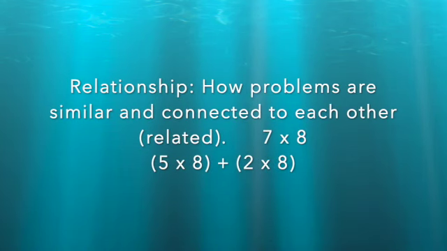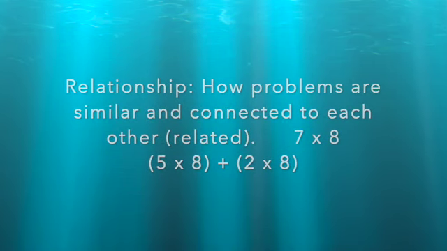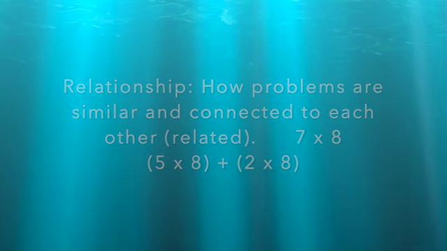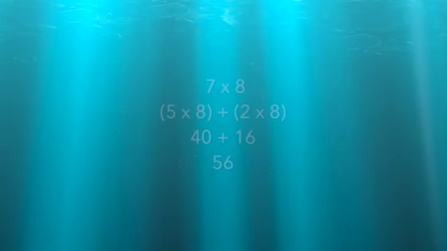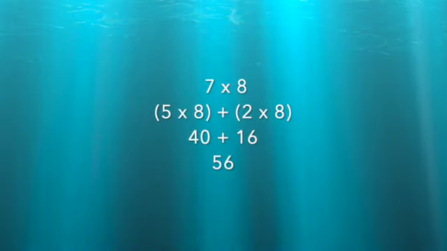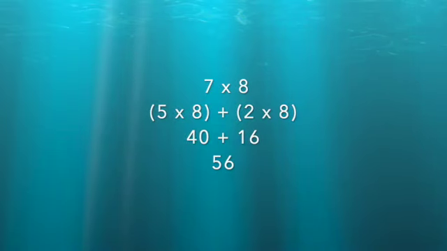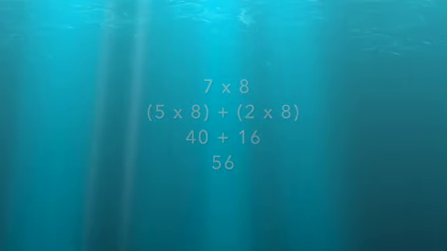And I know that 5 and 2 make 7. So when I break down 7 times 8 into those two problems, I can figure out 40, because that's 5 times 8, plus 16, because that was 2 times 8, equals 56, which we know is the answer also to 7 times 8. So there's a relationship among all of these multiplication problems that we are going to solve today, and I want you to recognize that because that will help you in breaking apart your covered array.